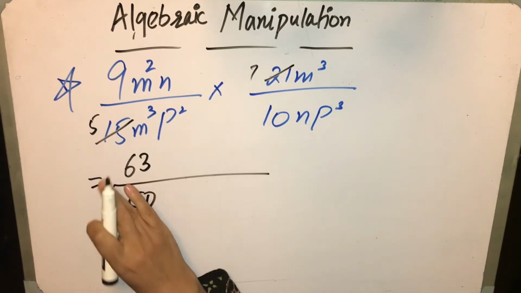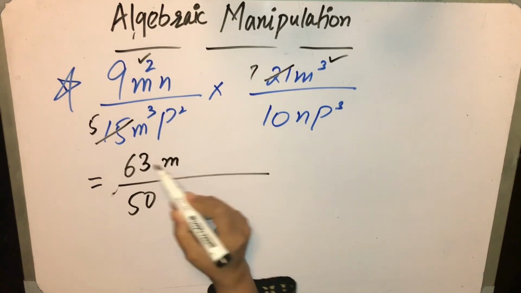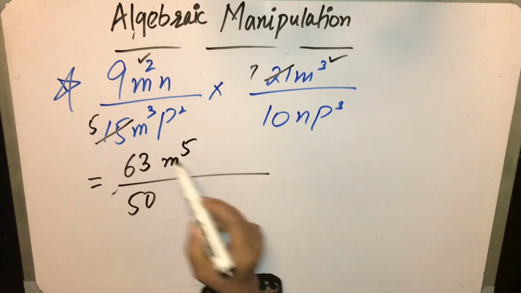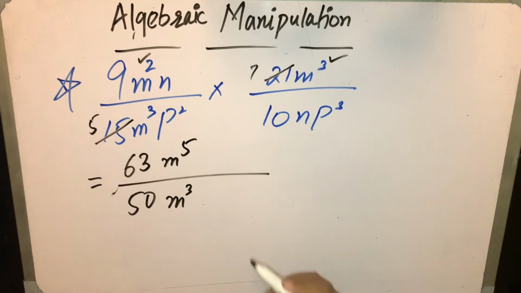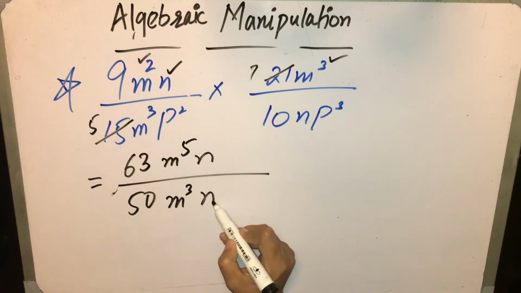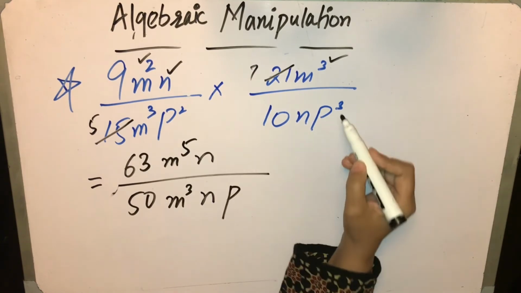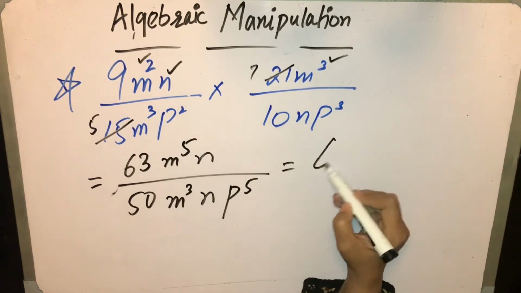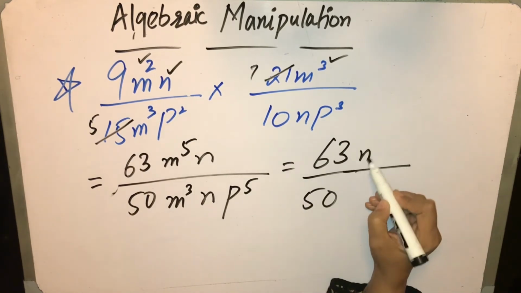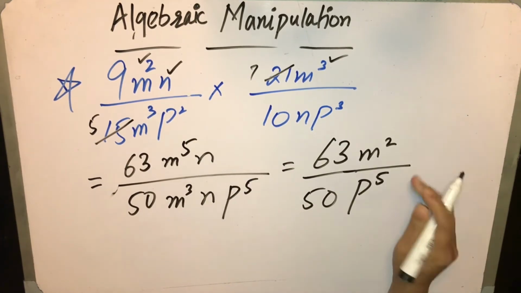Now we come to our variables. The first variable is m. There are m square and m cube. I shall add them. Base same, m, and powers will be added, 5, and here there is only 1 m cube, so it will be here. Come to n, there is only 1 n here, 1 n there. And there are no p's in the numerator, but total p power 3 and 2, 5 here. So when we give the final answer, we shall have 63 over 50 along with m power 2 in the numerator. There will be no n, and p power 5 in the denominator.